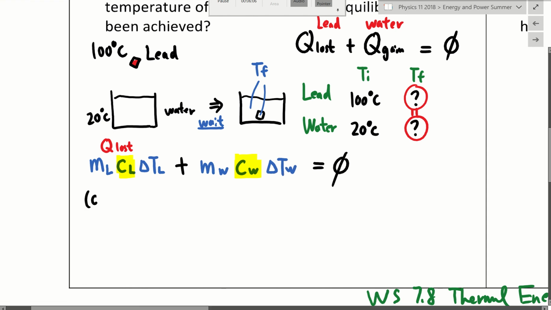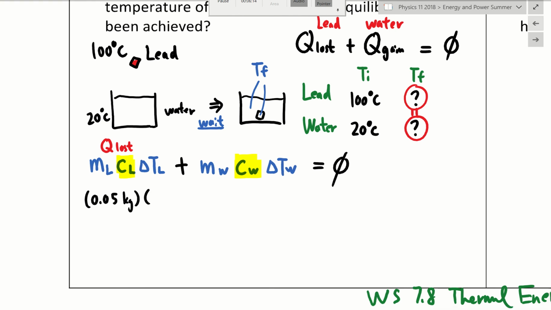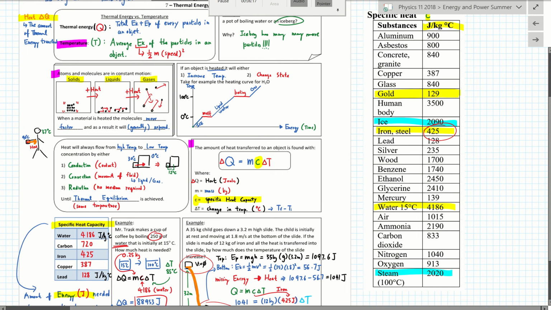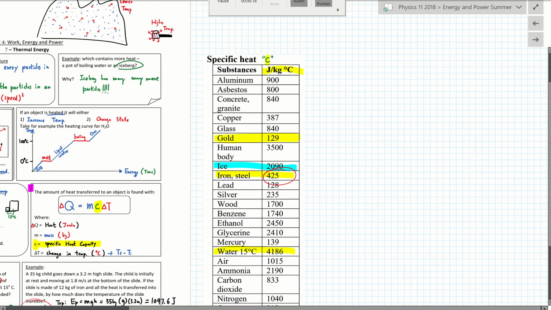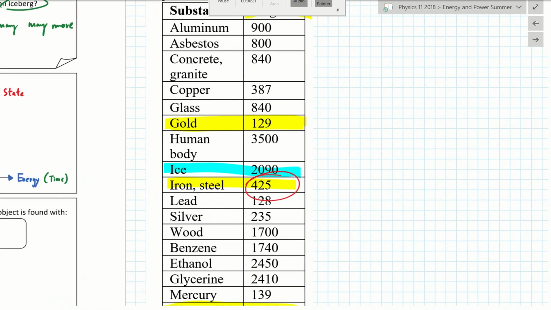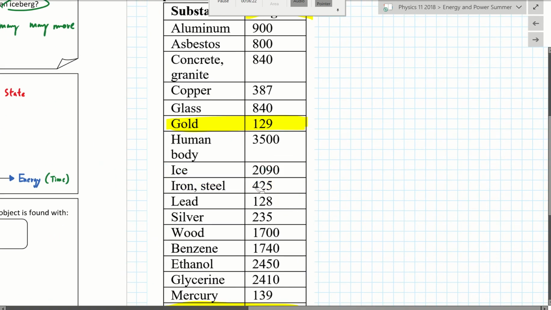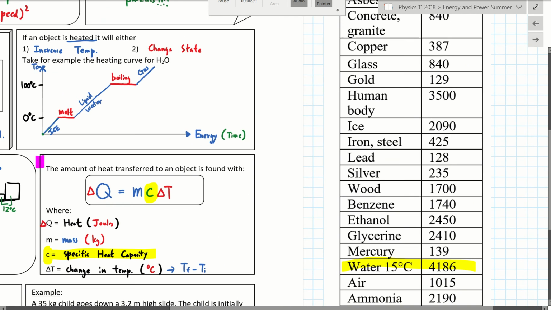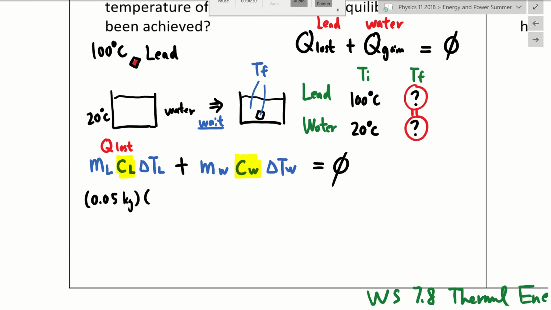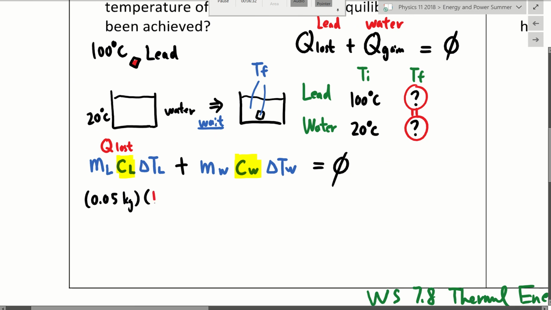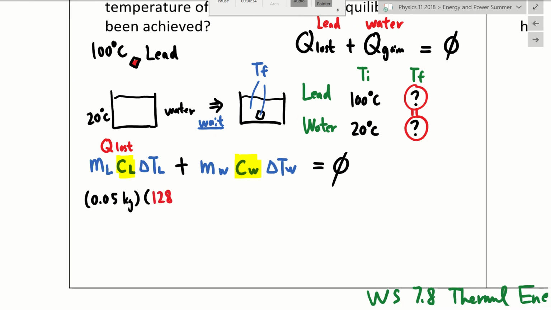So for example, mass of lead is 5 gram right here, so 0.05 kilogram. And the specific heat capacity for lead is from the last page, right? So it's from the formula sheet. So we look at lead right here. Lead is right here: 128 joules per kilogram per degree Celsius. Okay, so now we know that. So put 128 in here. That's from the table.